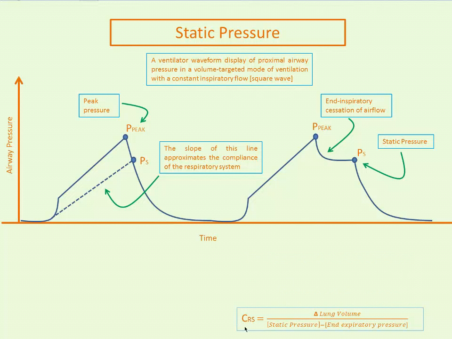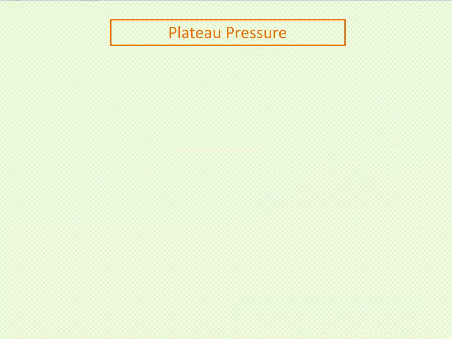And this is the compliance equation. And as you know, compliance is change in volume over change in pressure. So here the change in volume is, I've written lung volume, but technically it's the change in thoracic volume, and the change in pressure is the static pressure, or really I should have written plateau pressure, minus the end expiratory pressure. And that will give you the compliance of the respiratory system, again, the lung and the chest wall together.